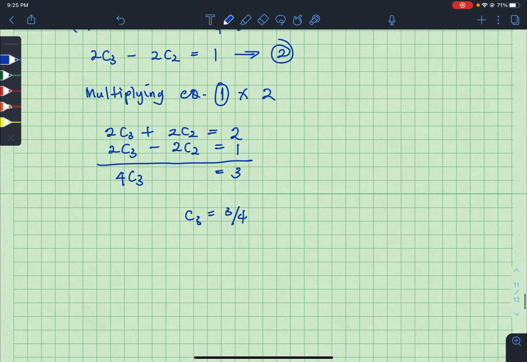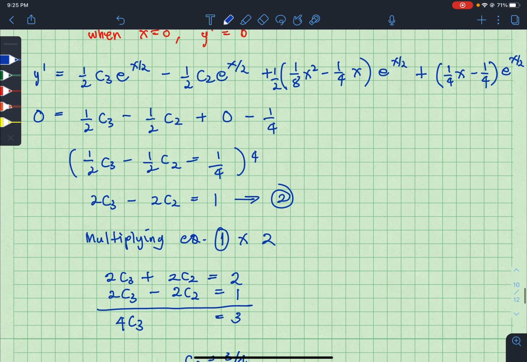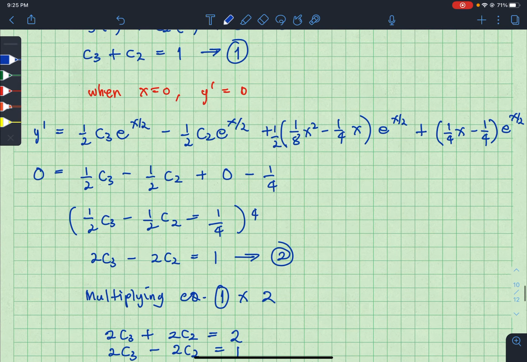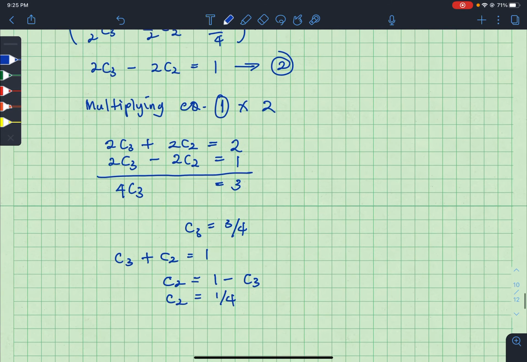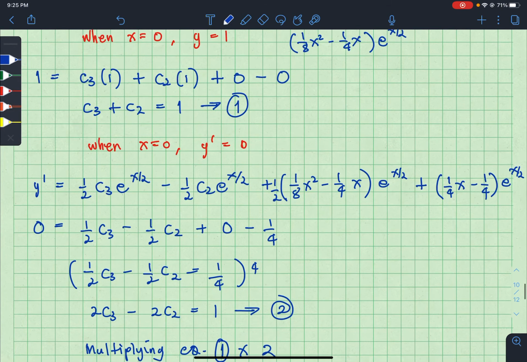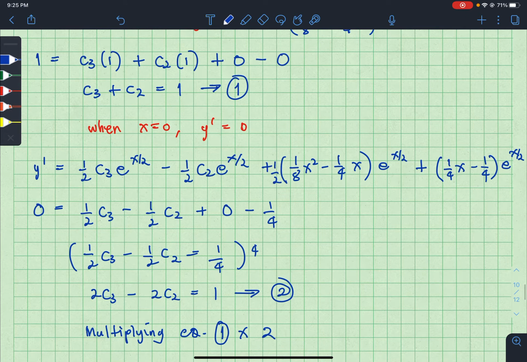And then we have c3 plus c2 is equal to 1. So therefore, c2 is equal to 1 minus c3. So if c3 is 3/4, then 1 minus 3/4 is 1/4 for c2.